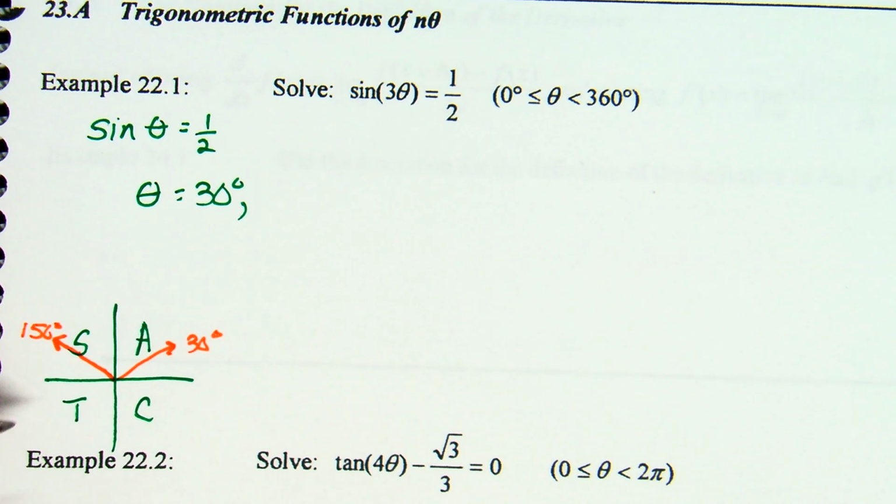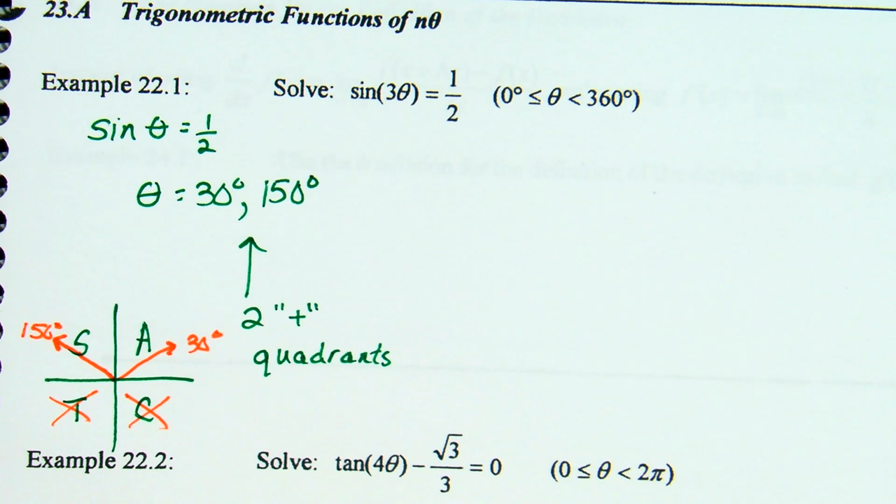Now, so for sine theta, there were two solutions, for sine theta equals 1/2. We are solving for sine 3 theta. So instead of two solutions, got a guess? Not 3, more than 3. 6. Because there's two solutions on once around the unit circle.